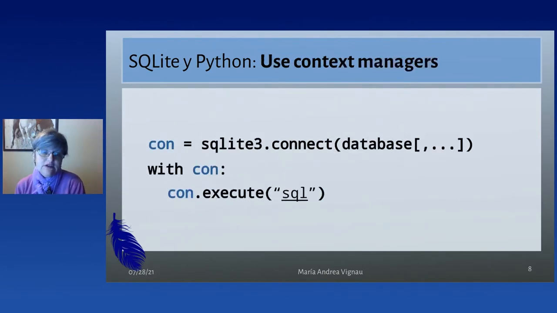Another thing is you should use a context manager. Context managers in this case are used as an envelope to the transaction. So when you start your context manager, you start the transaction, and when the context manager ends, if everything inside it goes well, the transaction is committed. And if some exception occurs or something stops the context manager from ending in the correct way, the transaction will be rolled back.